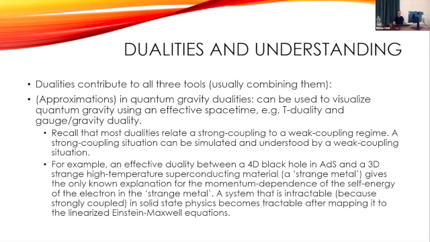Duality contributes to approximations in the sense that a duality can, of course, be used to visualize quantum gravity using an effective space-time. For example, in T-duality, and especially in gauge gravity duality, we use the ADS spacetime as a very useful tool to visualize what otherwise is a very intractable, strongly coupled problem in field theory. So that would be a case of approximation of an effective spacetime.